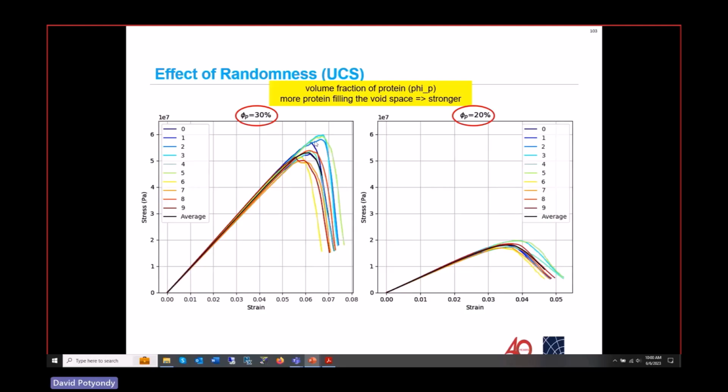And we ran 10 tests because we had 10 different instances. Remember, you set the random seed, you get 10 different instances. You get natural variability in these type of models for the properties you measure. So there you go. There's the UCS. Here, these stresses were quite low. They were 5 pascals. This was an initial model to see what was going on. And notice as we have lower volume fraction, less protein in there, it's weaker. They have the same y-axis, right?